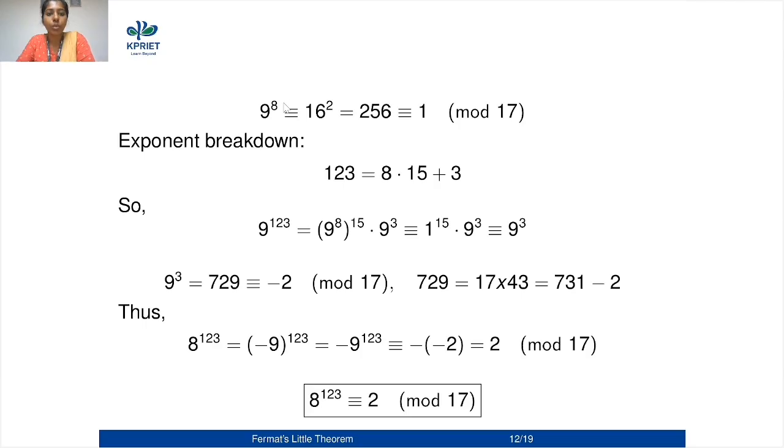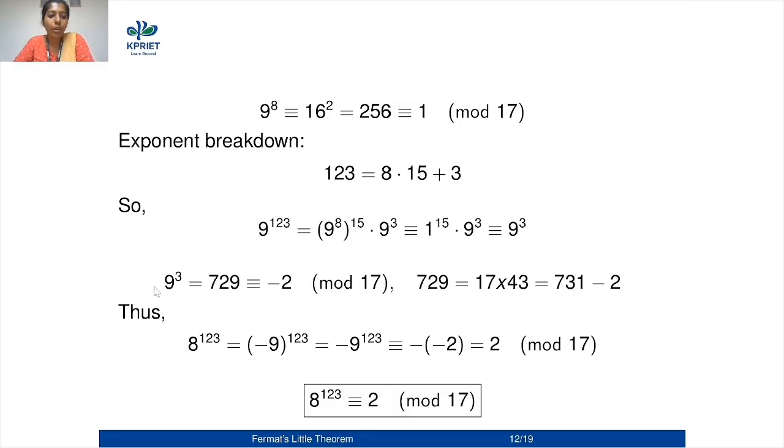So I am going to reduce the 123 with the help of 8. So 8 into 15 plus 3 gives 123. So let us rewrite this 9 power 123 as 9 power 8, the whole power 15, into 9 power 3. We all know this 9 power 8 gives the remainder 1. So this 1 power 15 into 9 power 3. So instead of 9 power 123, it is enough for me to find the remainder of 9 cube.